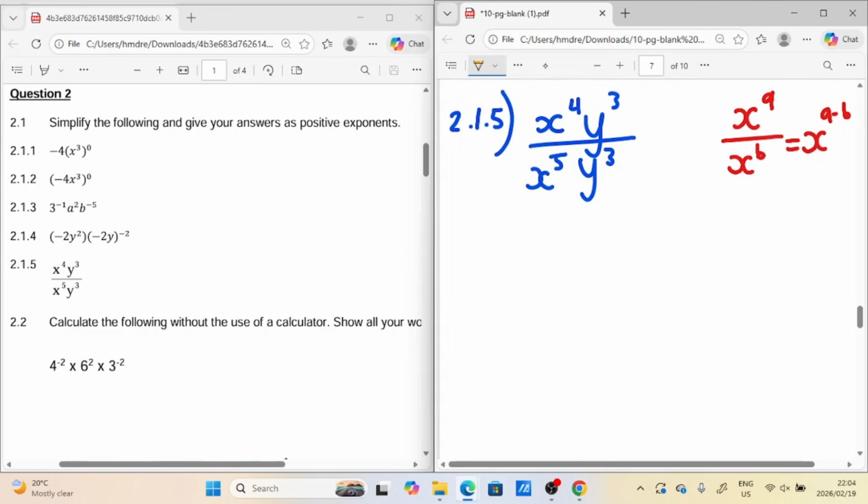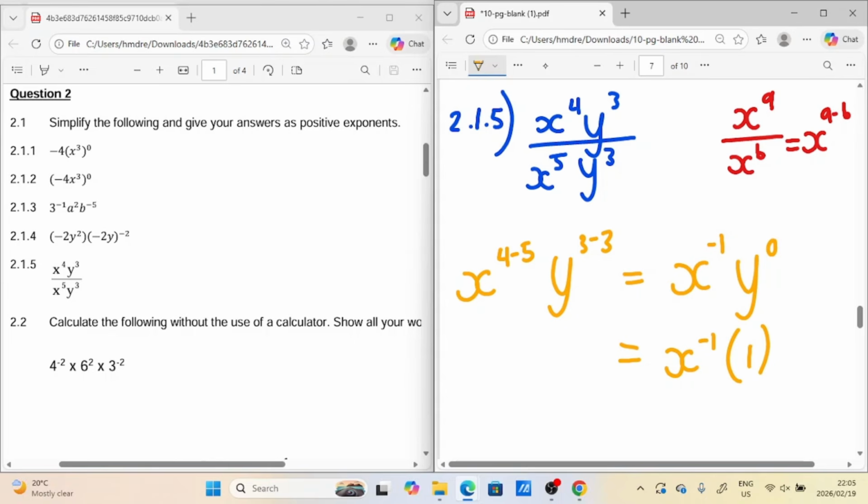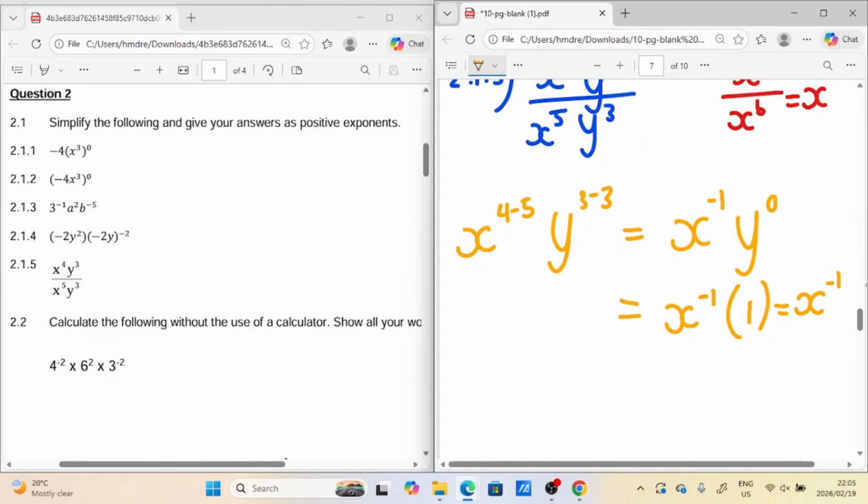So in this case, we're going to have x to the 4 minus 5, y to the 3 minus 3. 4 minus 5 is minus 1, and for y, 3 minus 3 is 0. So that is going to give us x to the minus 1, y to the power of 0. Anything to the power of 0 becomes 1, so that's just times 1, which we don't really need. We can just say x to the minus 1. And they say give your answer as a positive exponent. So instead of x to the minus 1, we are going to say 1 over x.